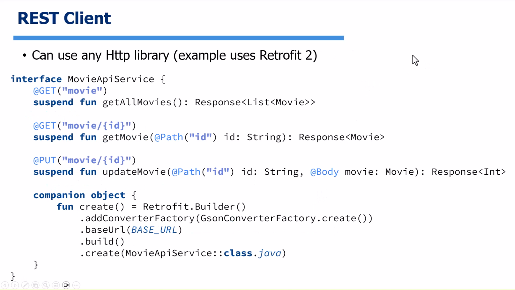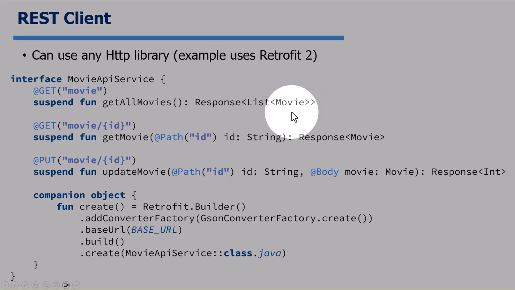Now, on the client side, again, you can use any type of library to access it. The example that we're going to do is using Retrofit 2. And Retrofit allows you to specify an interface that it creates an implementation of to pull responses from a server. So in this particular example, our movie API service is going to represent several URLs we can specify in the server. If we call this get all movies, it'll make a get request to movie and return a list of movies from the server.